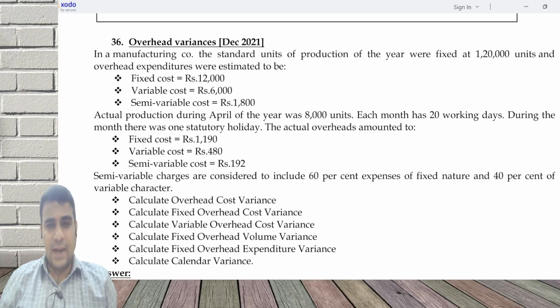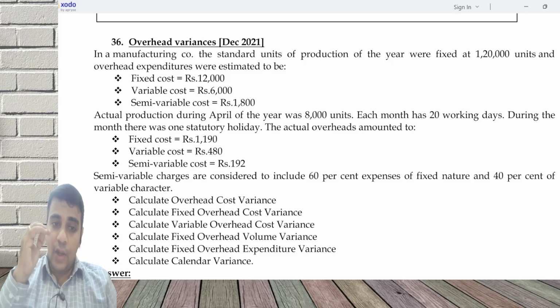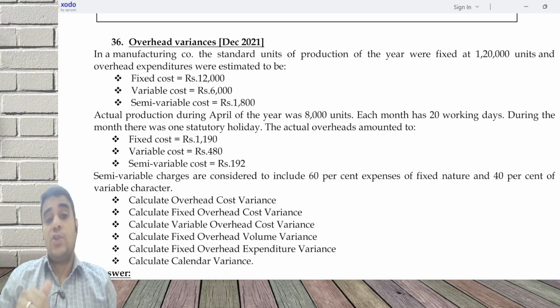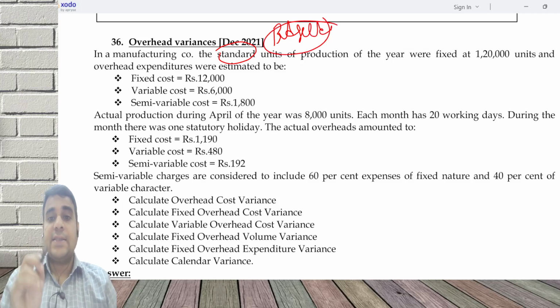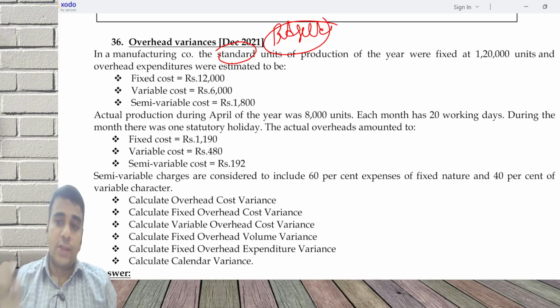Okay, I'll start by explaining the question. In a manufacturing unit, standard units of production were fixed at 1 lakh 20. Nobody can fix what is standard production because standard always depends on actual performance. So this is not standard. This is budgeted. The reading of the word has to be very clear. Standard unit of production for the year? You cannot fix a standard for the year. That is budgeted production for the year.